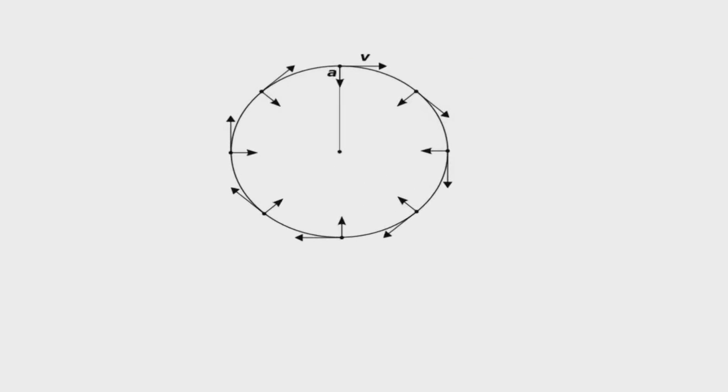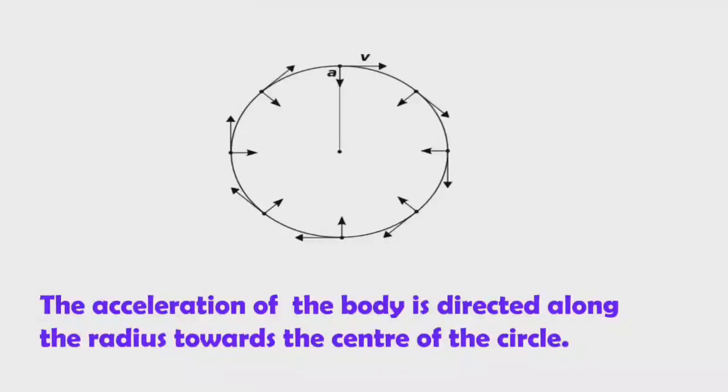Here we can see the direction of velocity and the direction of acceleration. The direction of acceleration is always perpendicular to the direction of velocity. The direction of acceleration is always toward the center. The acceleration of the body is directed along the radius, and it always acts toward the center of the circle.